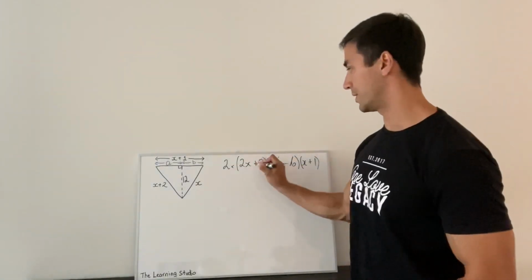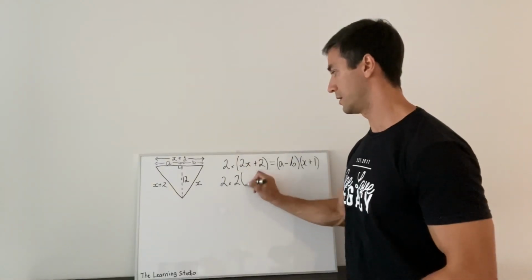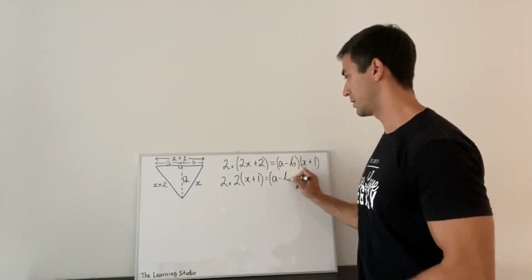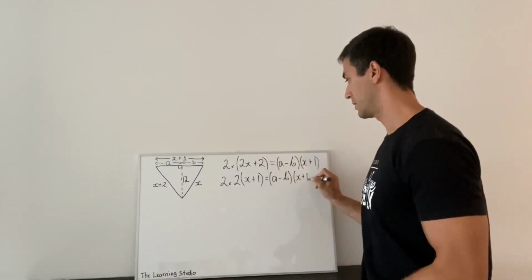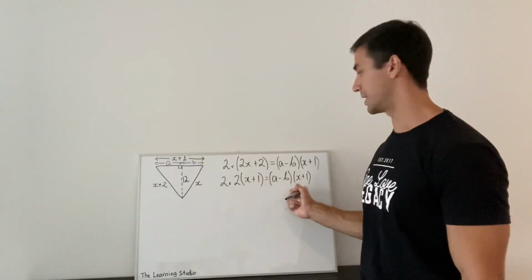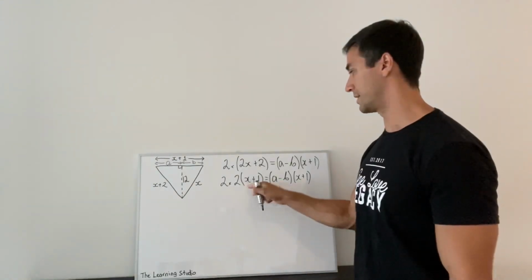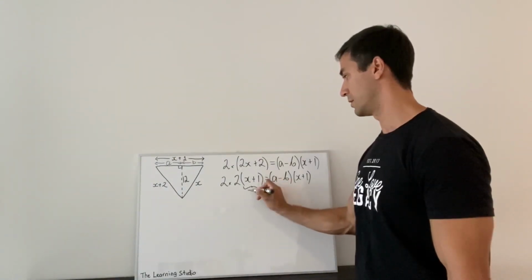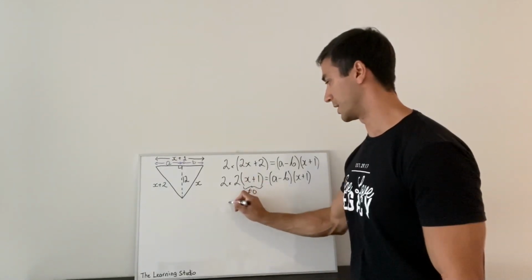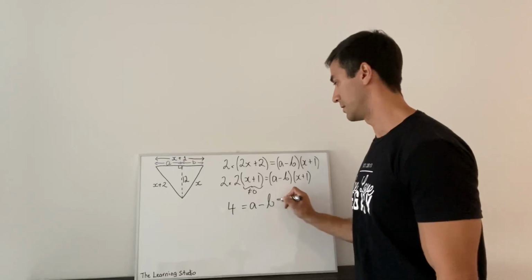So now we can actually factor out a 2 in this side. And this allows us to then cancel the x plus 1s on both sides, because we know that x is not negative 1, right? This thing can't be 0. That's not equal to 0, so we can divide both sides by that. And we're going to end up with 4 equaling a minus b.